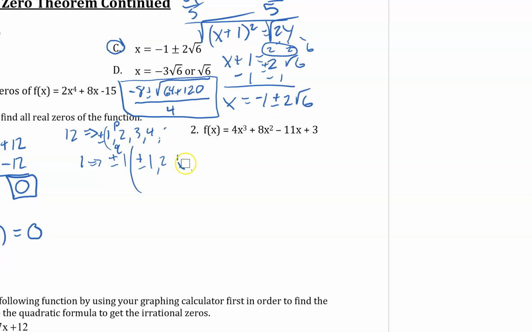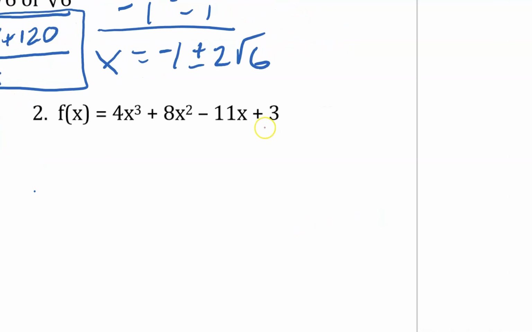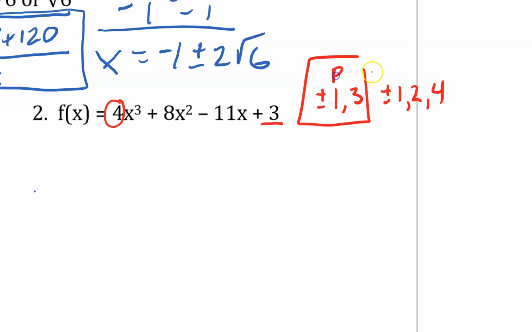So I have some room here. So problem number 2. I'm going to do the same process. And when I do, I'm taking a look at all of my factors for positive 3, which are positive and negative 1 or 3, and all of my possible factors for 4, which are plus or minus 1, 2, and 4.